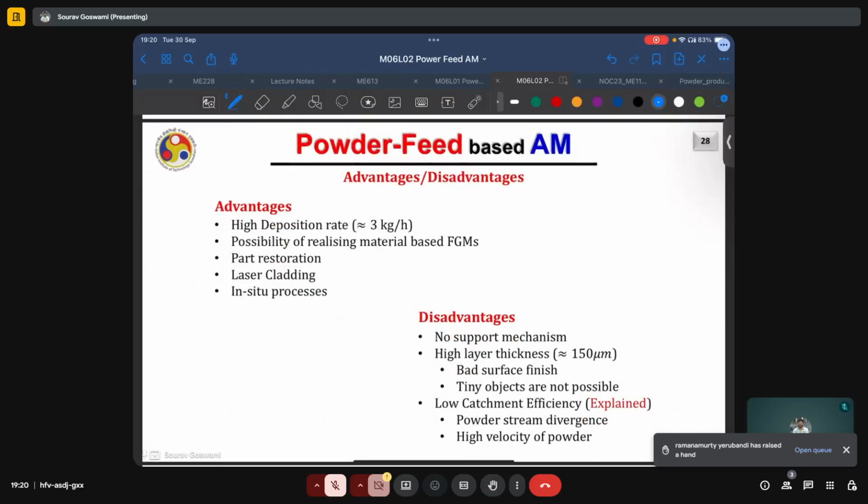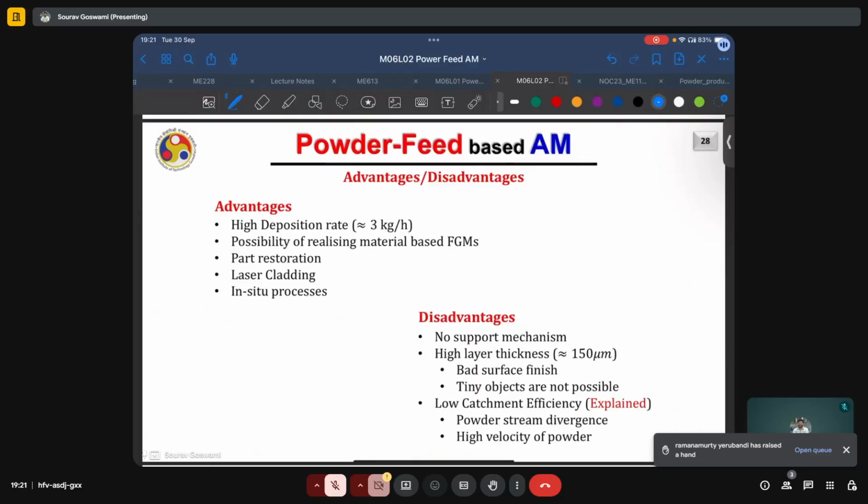To summarize these powder feed based AM processes, they offer several advantages over other AM processes, such as the possibility of high deposition rates to the tune of 3 kg per hour, even though, say, it is actually the wire-based processes which will offer the highest deposition rate, and even among them, wire and arc additive manufacturing is generally regarded as the AM process with the maximum deposition rate.